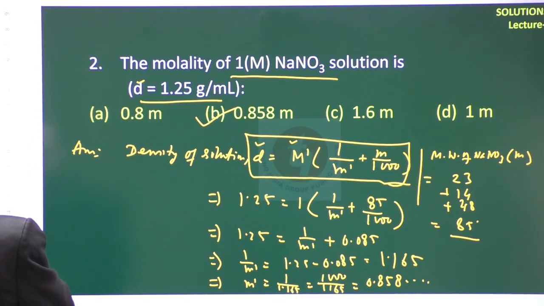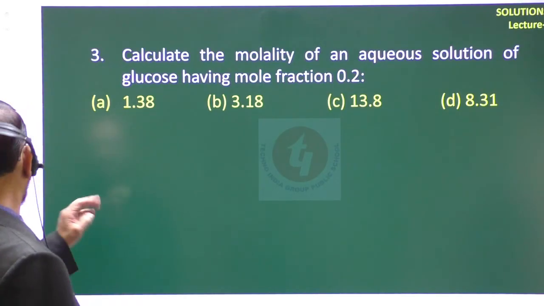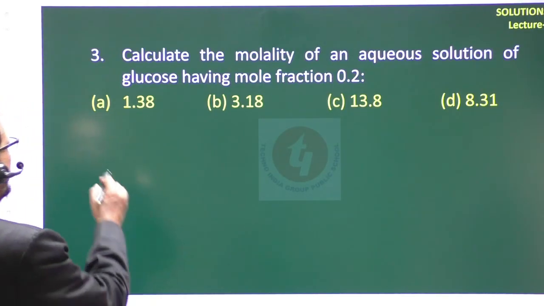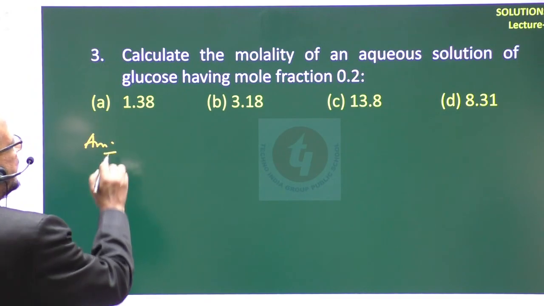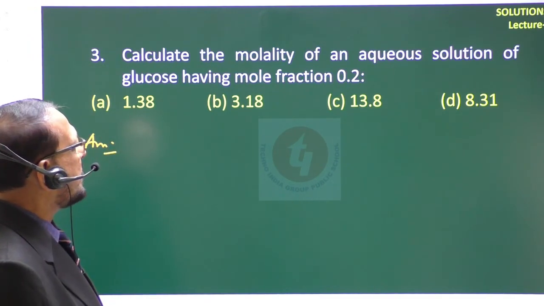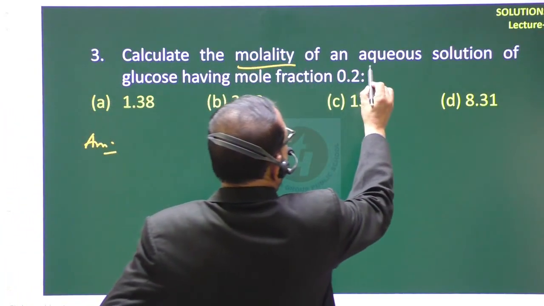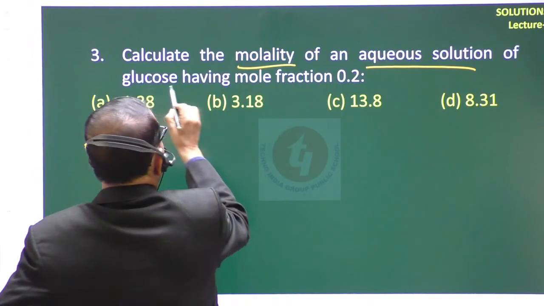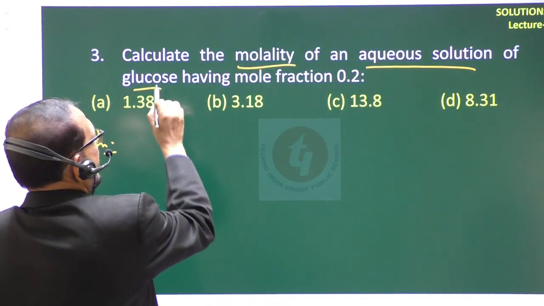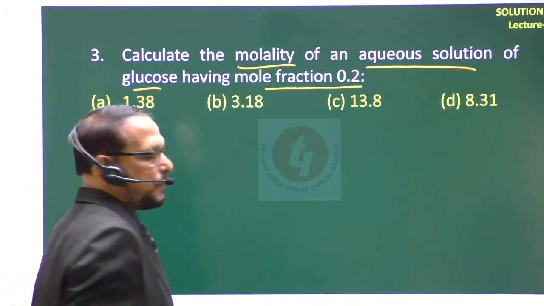Another numerical is there. You will send it in my email. Let us complete this one first. Calculate the molality of an aqueous solution of glucose having mole fraction 0.2. What is given? Molality you have to find out. Aqueous solution of glucose means glucose dissolved in water. Aqua means water. And the mole fraction of glucose is 0.2.